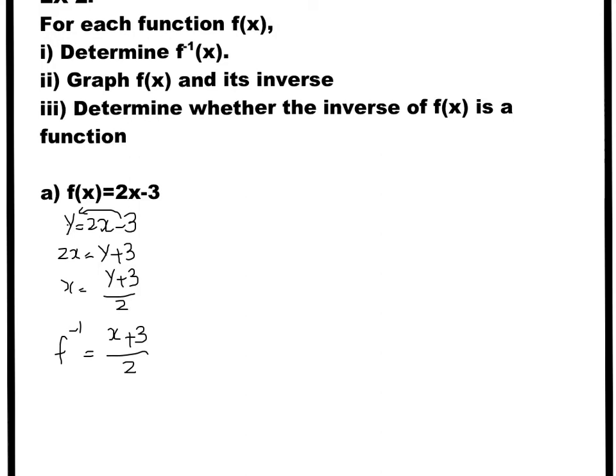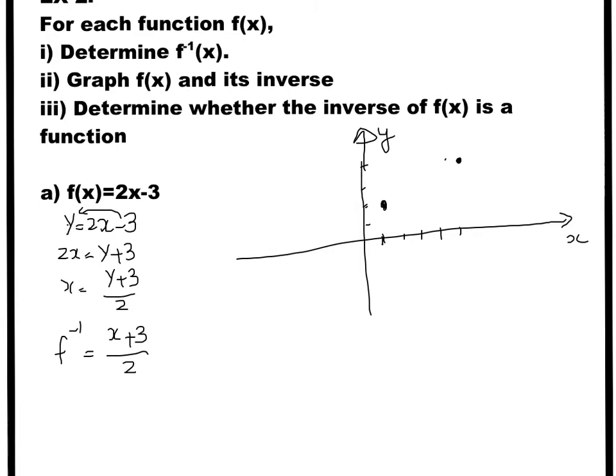Now to graph this one, this is going to be a line. As usual, to plot this one, we are going to draw our x and y coordinates. Let's say x is 1, and I'm going to plot the inverse first. If x is 1, then f minus 1 is 1 plus 3, which is 4, divided by 2 is 2. So if x is 1, f minus 1 is 2. So this is the point. I will pick another point. Let's say x is 5. Then 5 plus 3 is 8, divided by 2 is 4. So it's going to be a point something like this one. Then I'm going to just connect these two points together. This is going to give me f minus 1.